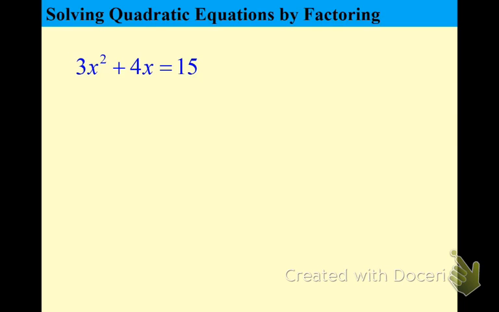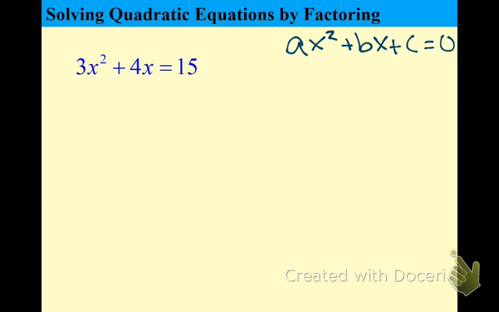What was the last one? Check your solution. So we have 3x squared plus 4x equals 15. The very first step was to write it in standard form. In standard form, we want ax squared plus bx plus c to equal 0, so we need everything on one side and 0 on the other.